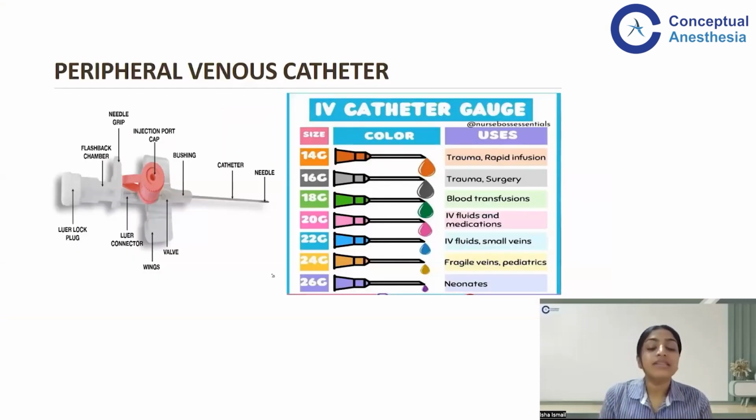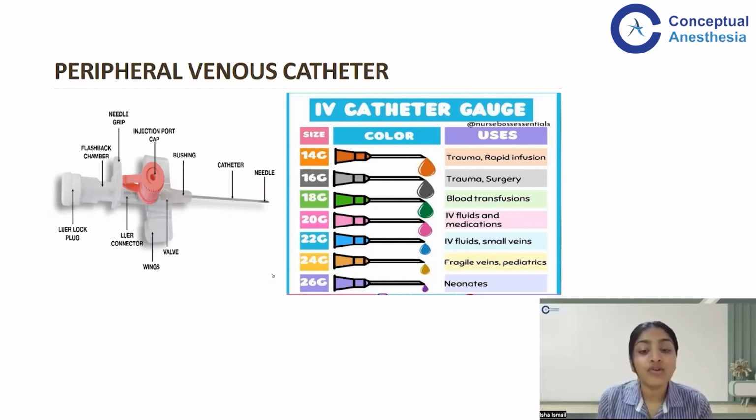So the peripheral venous catheters, we utilize them every single day, but we must know the parts that are there to it and what to use when. So when we come to the parts, we have the needle, the catheter, the flashback chamber, the wings, and the hub mainly. The catheter and the gauges, why must we know them? So we need to know them because we need to know when to use what, right?